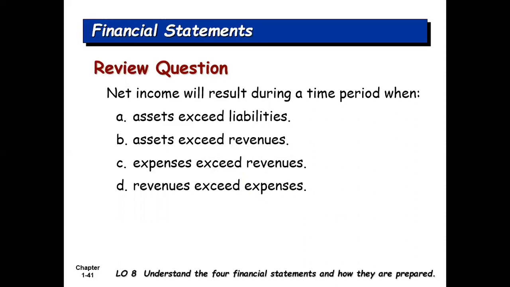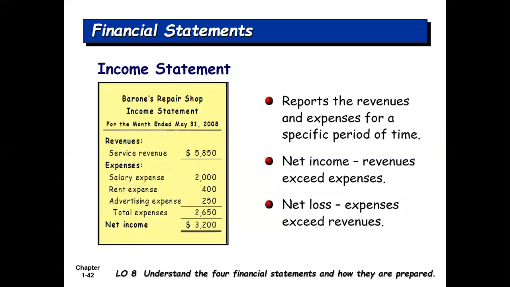So the review question is: net income will result during a time period when what will happen? Net income will be there when your revenues exceed expenses. So your revenues need to be more than your expenses. Only then you have net income. Okay. So what is the income statement? As the name tells you, the income statement is a statement which shows the income of a business. So this statement shows the income of any business.